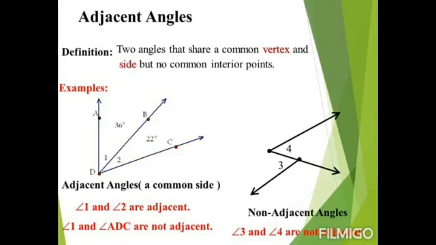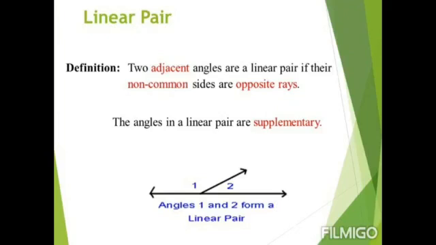Next topic is adjacent angles. Adjacent angles have a common vertex and a common arm, and the other arms of the angles are on opposite sides of the common arm. Then the two angles are adjacent angles. Here you can see angle 1 and 2 are adjacent angles. But angle 1 and angle ADC are not adjacent angles. Here you can see in the second figure, angle 3 and angle 4 are non-adjacent angles because they have no common vertex as well as no common arm.